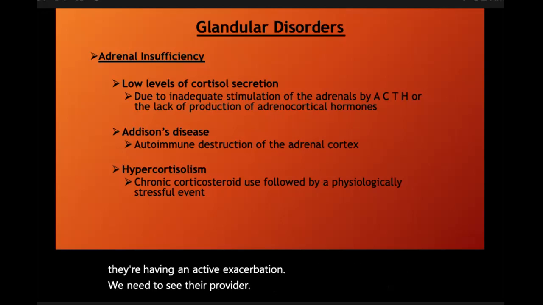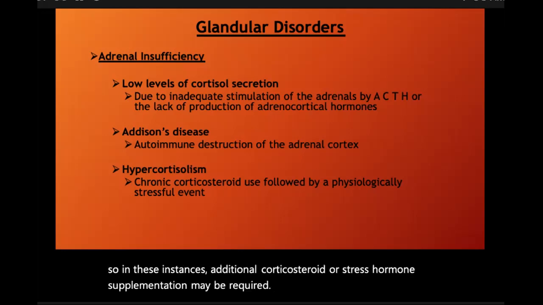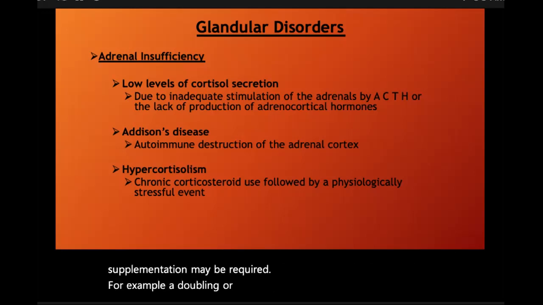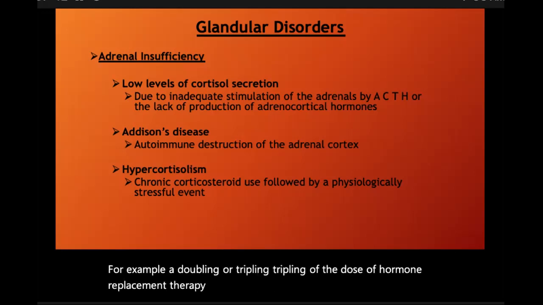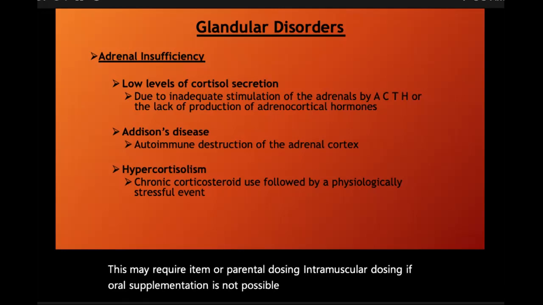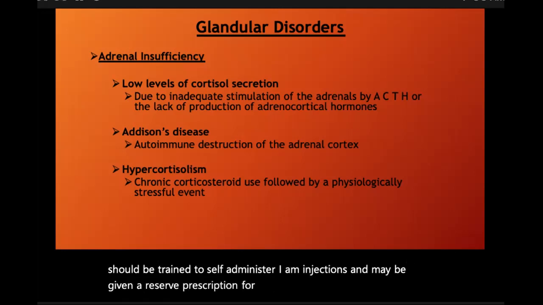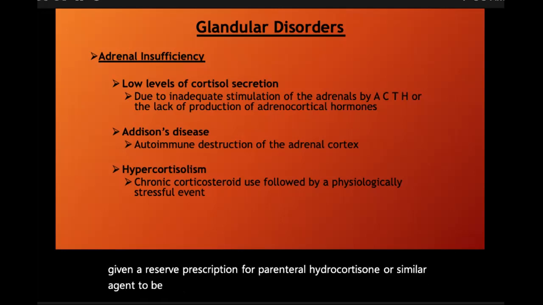In these instances, additional corticosteroid or stress hormone supplementation may be required. For example, a doubling or tripling of the dose of hormone replacement therapy in the setting of an illness, surgery, or dental procedure. This may require IM or parenteral dosing, like intramuscular dosing, if oral supplementation is not possible. Thus, if possible, patients should be trained to self-administer IM injections and may be given a reserve prescription for parenteral hydrocortisone or similar agent to be used in these particular situations.